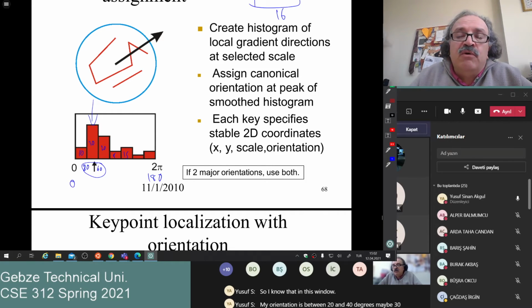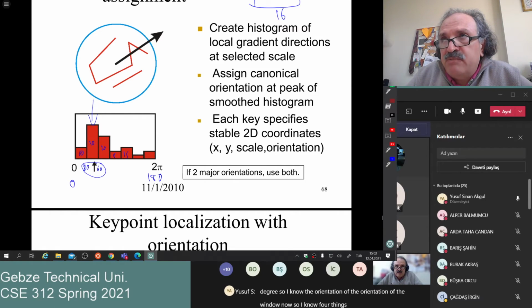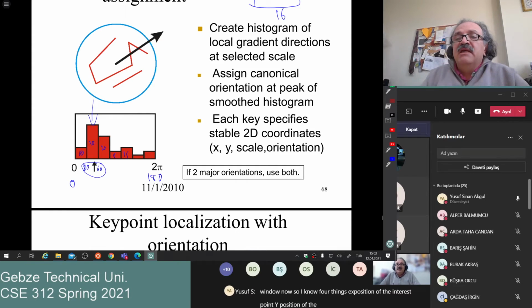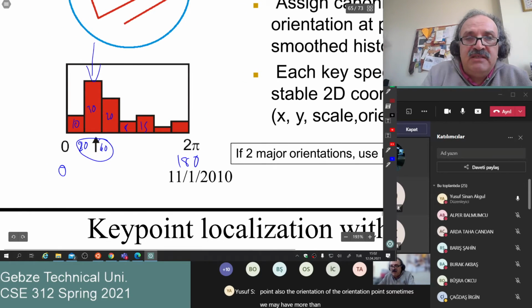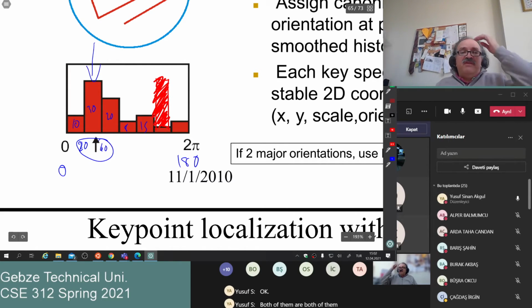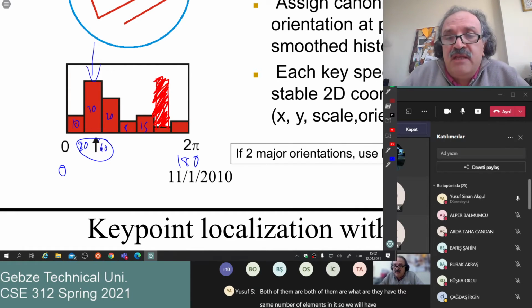So I know the orientation of the window now. So I know 4 things: x position of the interest point, y position of the interest point, scale of the interest point, also the orientation of the interest point. Sometimes we may have more than one. For example, it could be like that. Both of them have the same number of elements in them, so we will have 2 major orientations.